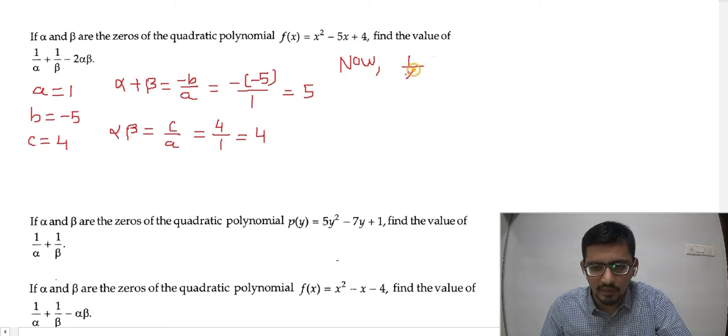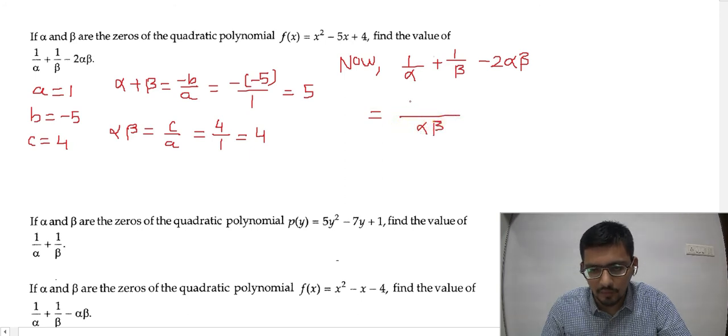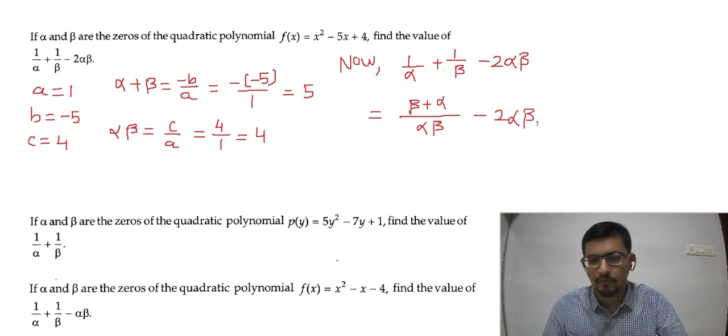Okay, now listen here. What is given here? 1 over alpha plus 1 over beta minus 2 alpha beta. If you simplify the first two terms, what is the LCM? Alpha beta. If you cross multiply, I will get beta plus alpha, and minus 2 alpha beta as it is. In short, we have only two values, alpha plus beta and alpha beta. So try to convert the given expression into these two, substitute the values and simplify. Game over.